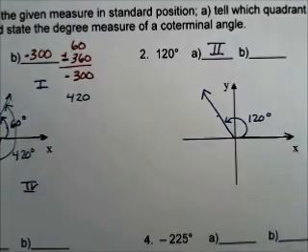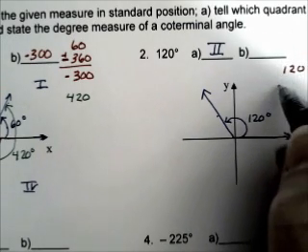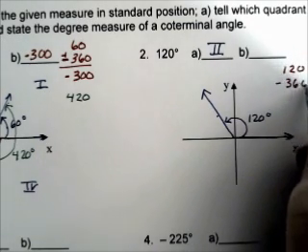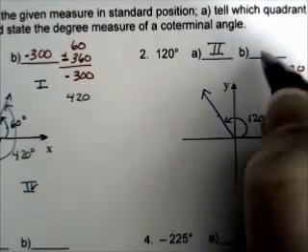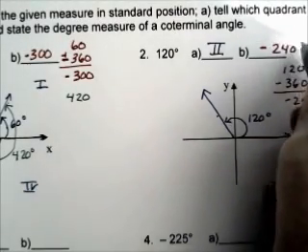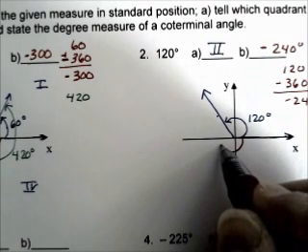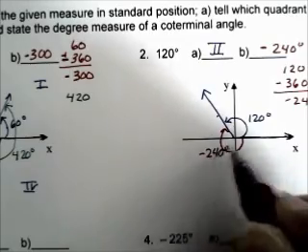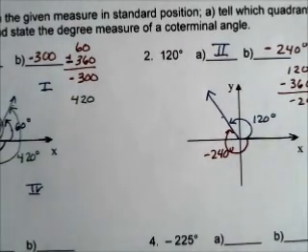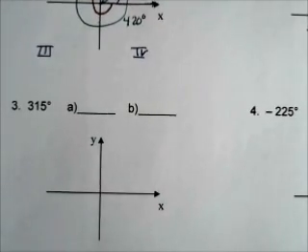A coterminal angle, I'll take the 120 and I'll subtract 360. Negative 240. So the degree measure is negative 240 degrees, and let's draw that. 180 plus 60 more. Okay, you can pause the video and try the next ones on your own if you like.